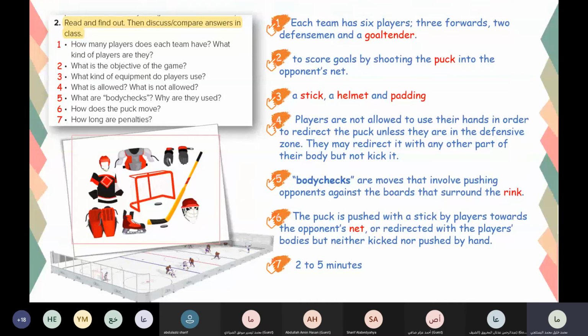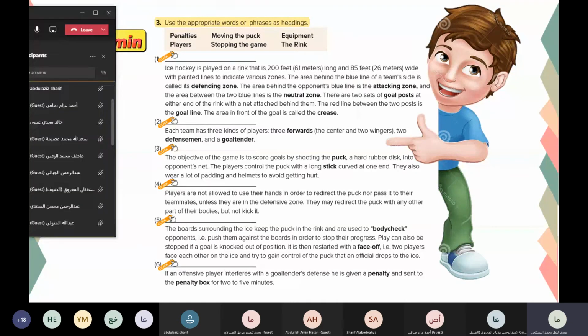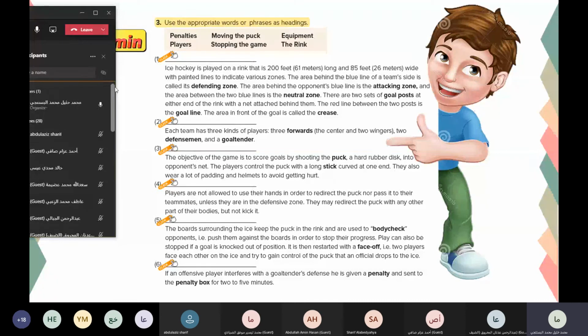Okay, now let's move to the next exercise. Here we are going to use the appropriate words or phrases as headings. Now, what do you think the suitable heading for the first paragraph, number 1, is? What do you think the appropriate phrase as the heading is? Ahmed Safi, what do you think? The first paragraph is talking about what?